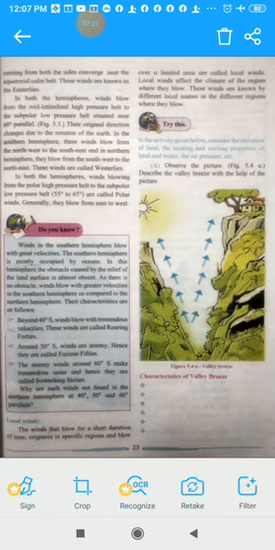From the polar high pressure belt, that is 90 degree, they are moving to the subpolar low pressure belt, that is 55 to 65 degree. Where are the subpolar low pressure belt? 55 to 65 degree. Now the winds are blowing from the northern pole upside 90 degree because it is high pressure belt towards the subpolar low pressure belt. So these are called as polar winds, okay, because they are moving from the poles. That's why they are called as polar winds.